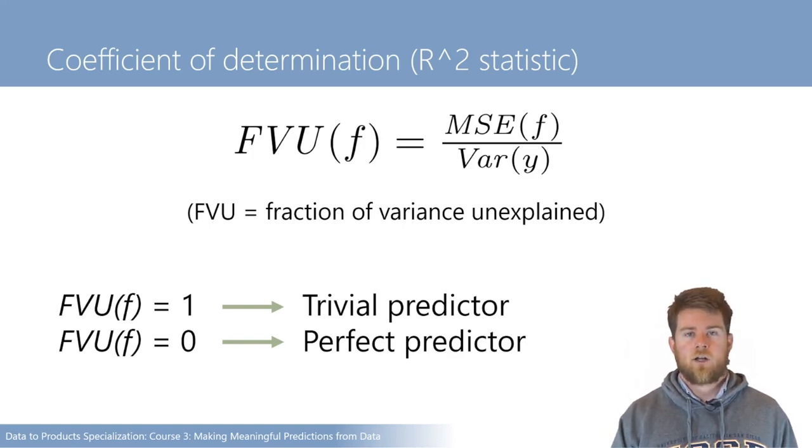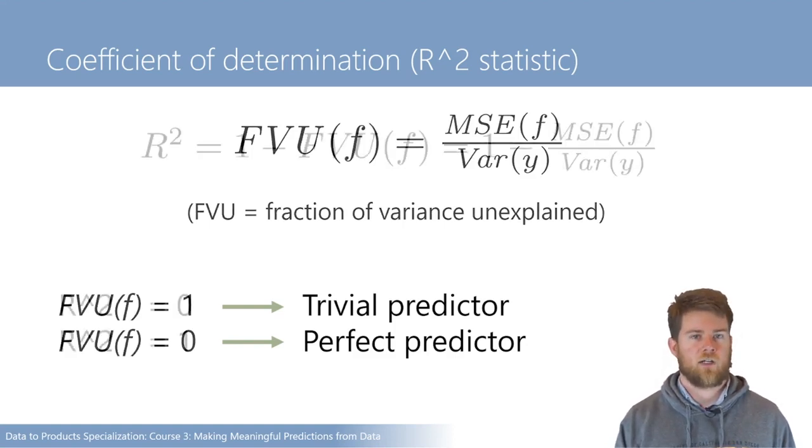So to think about a trivial predictor, if I just predicted the mean everywhere, then my mean squared error is going to be equal to my variance. So the denominator will be equal to the numerator, and the fraction of variance unexplained will be equal to 1. Otherwise, if the mean squared error was 0, then the numerator would be 0, and the fraction of variance unexplained would be 0. Okay, so this is a little bit more reliable. It's just an error measure that's going to give us a value between 0 and 1 to interpolate between a trivial and a perfect predictor.